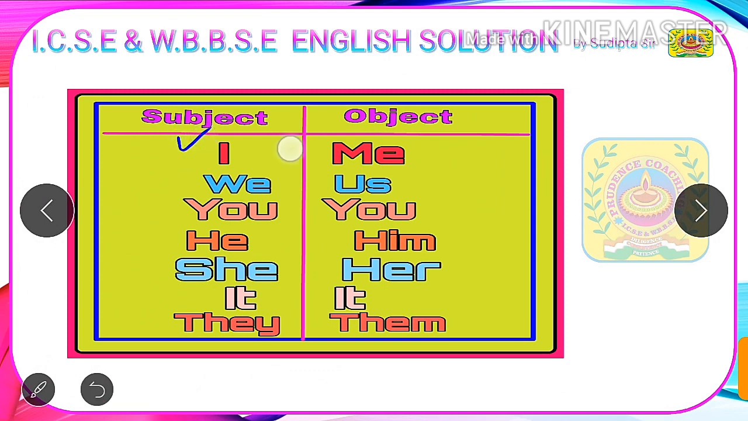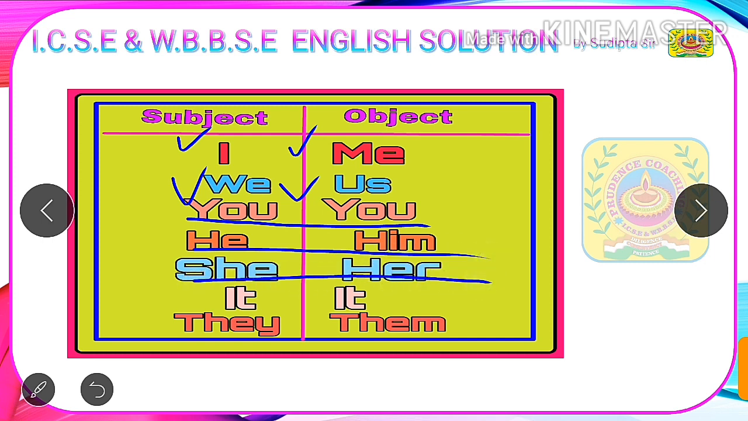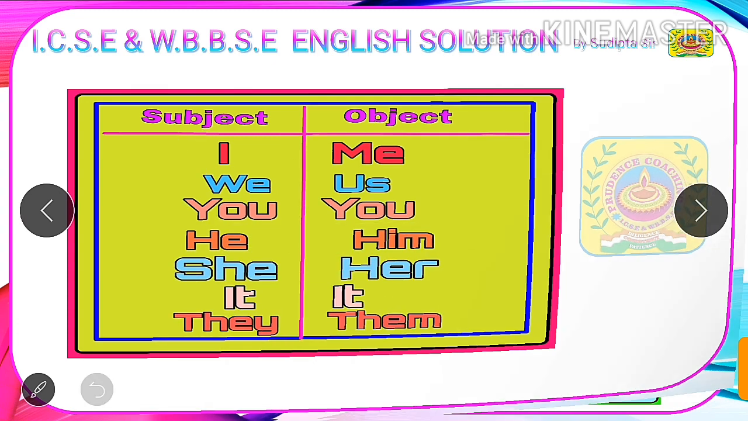I becomes me, we becomes us, you remains you, he becomes him, she becomes her, it remains it, they becomes them. So students, we have learned what changes we find in pronouns when we change from the subjective form to their objective form.